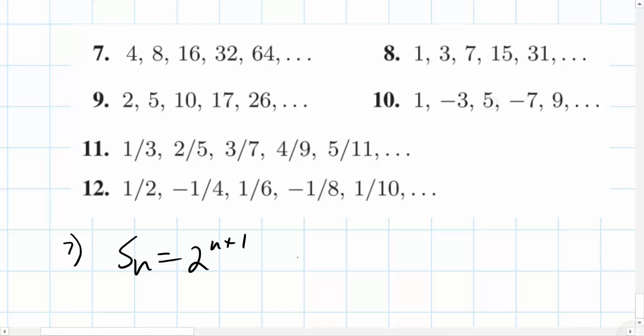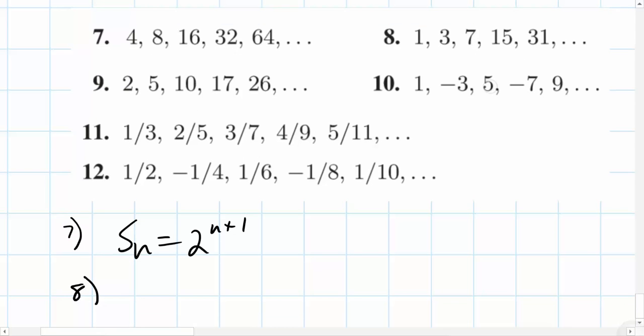So what do we have here? 1, 3, 7. Seems like it's 1 less than powers of 2. Right? So Sn is going to be, what is it? 2 to the n, quantity minus 1, I think. Is that good?